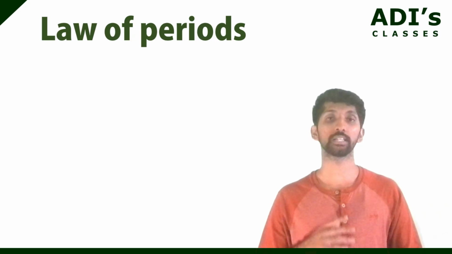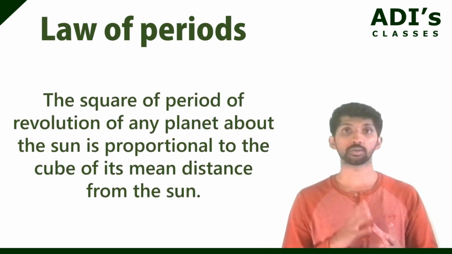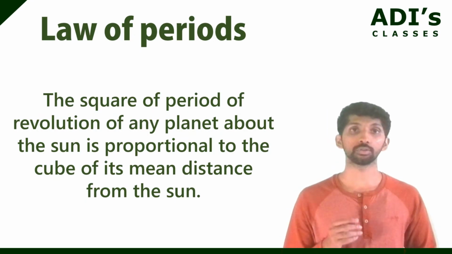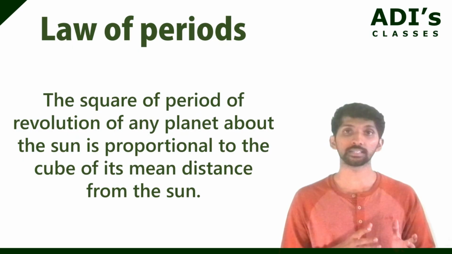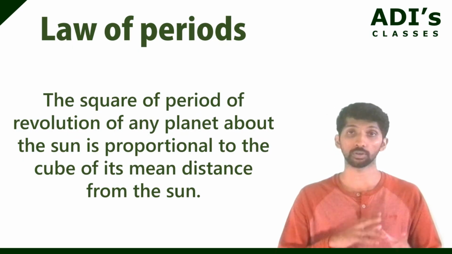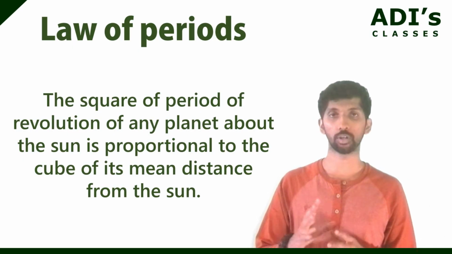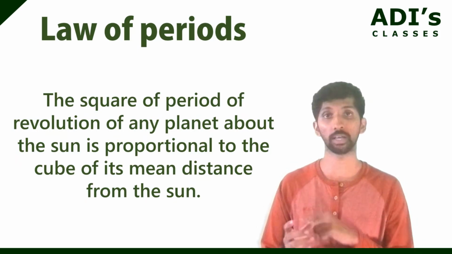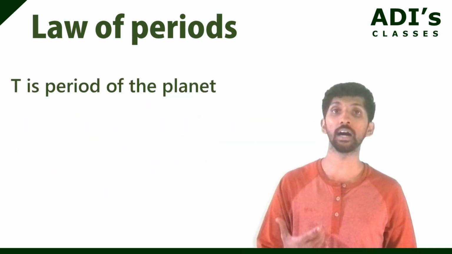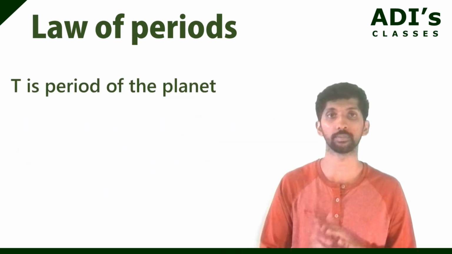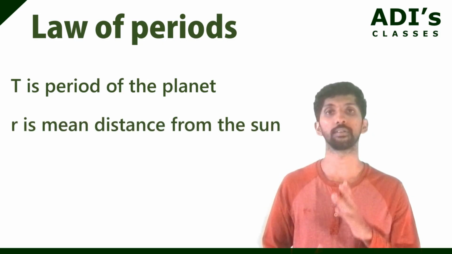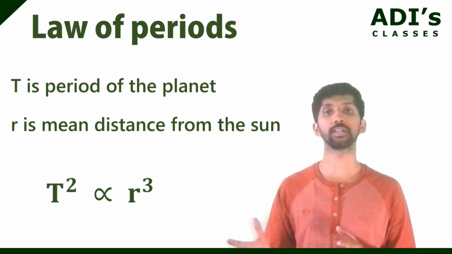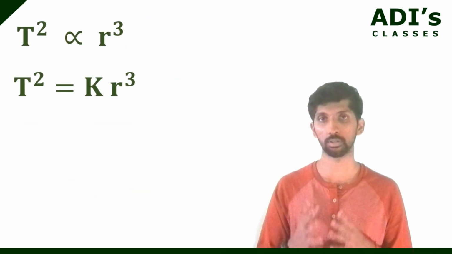Next we'll move on to the third law. The square of the period of revolution of any planet around the sun is proportional to the cube of its mean distance from the sun. This is what we call the law of periods. Let's say T is the period of the planet revolving around the sun, and R is the mean distance of the planet from the sun. According to this, T square is proportional to R cube, or T square is equal to K into R cube, where K is some constant.